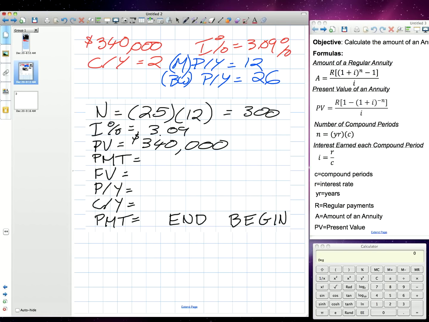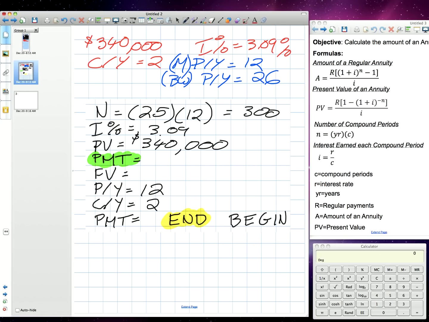So how many payments a year do I have? Doing monthly. So I have 12. And the compound period is twice a year. Okay? We also need to make sure we're making these payments at the end, so this is what needs to be highlighted. And when we go to plug it in our calculator, our cursor needs to be on PMT in order to solve the monthly payments. Okay? So when you put this all into your calculator, with 300 payments, 0.039, present value 340000.